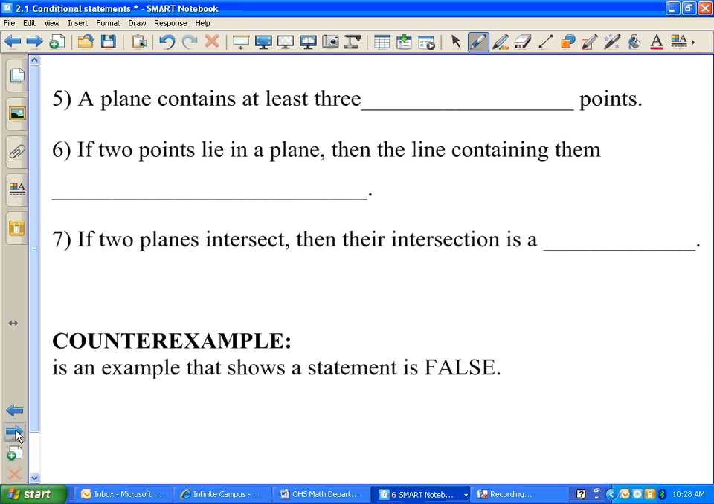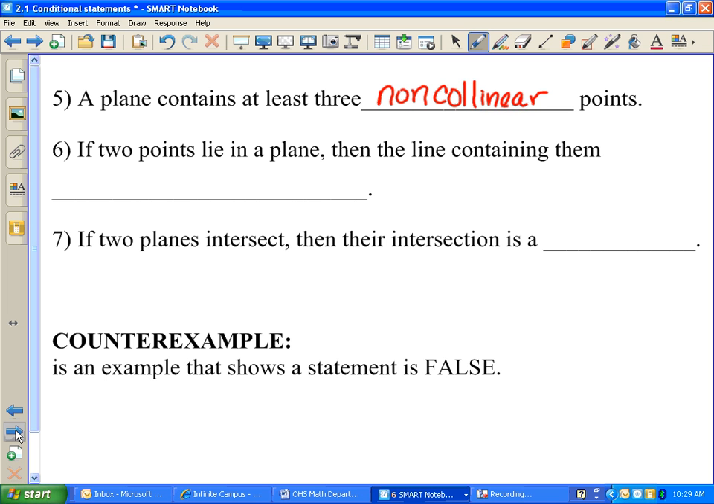All right, let's look at it. A plane contains at least 3 blank points. What are they? It's backwards. It's written differently. Not collinear, but not coplanar. Non-collinear. All right. It's written backwards. Kind of like the inverse. Not the inverse, but the converse.